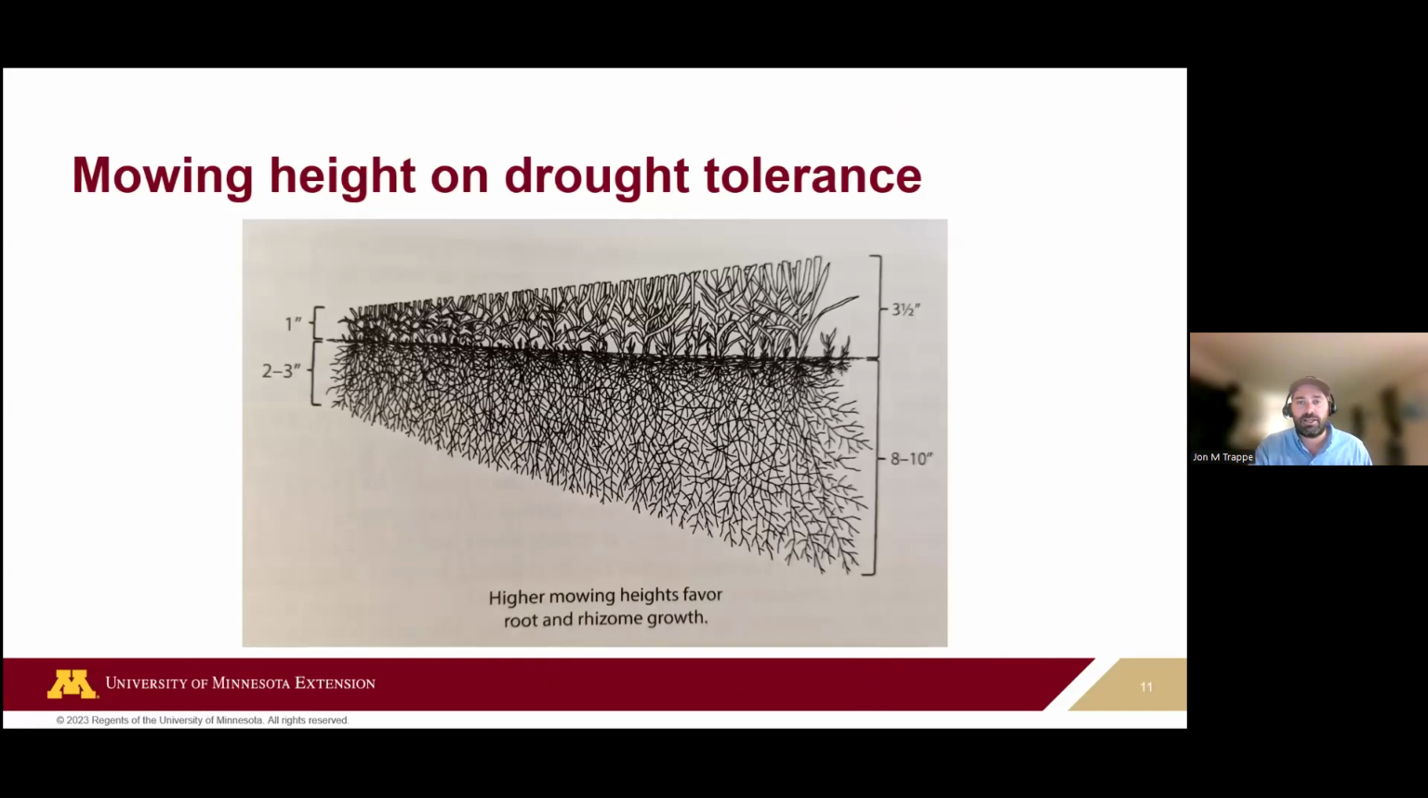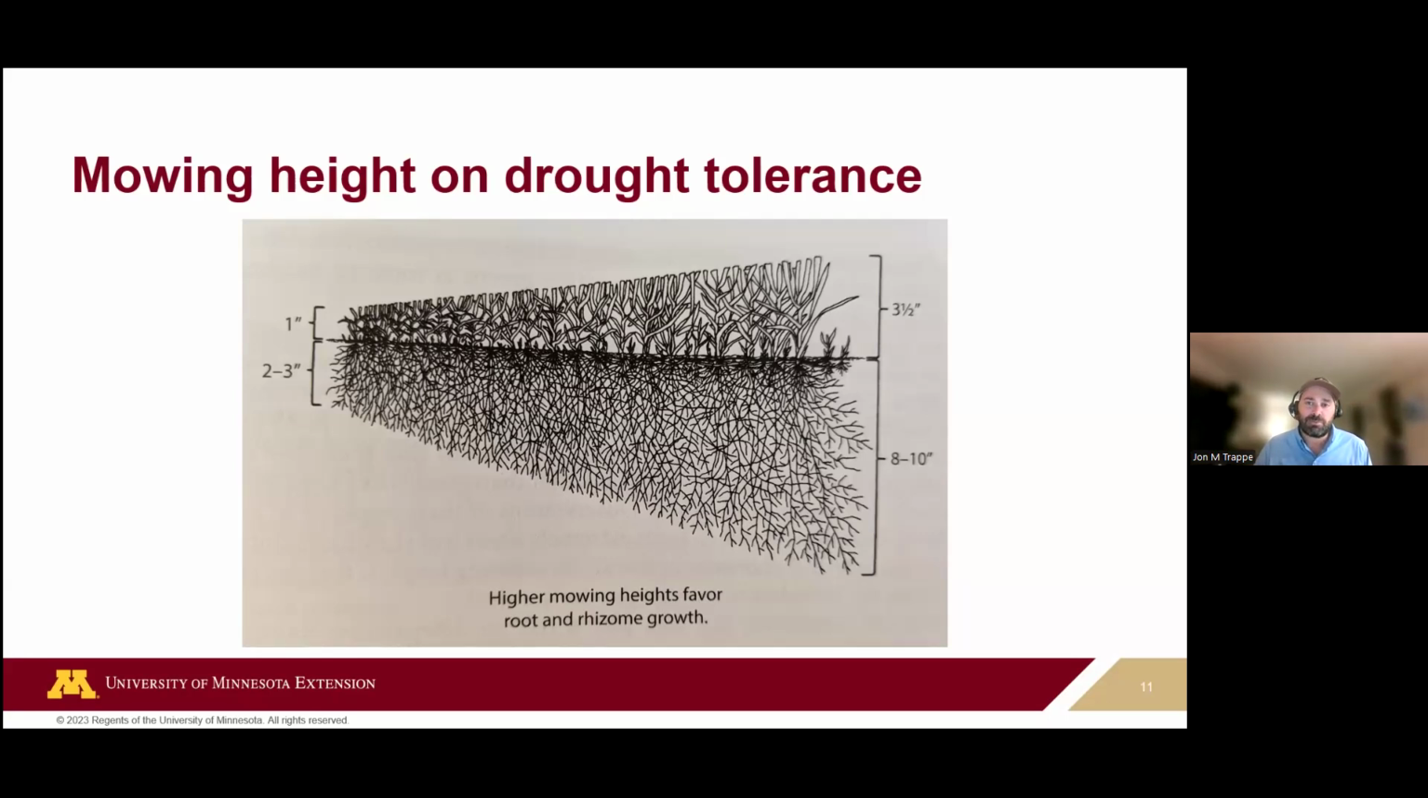Mowing height dramatically impacts the rooting of the plants. So if it helps you, some people visualize, okay, what's the root system of my maple tree? Some people say, well, you have as many roots below ground as you have all of the branches and stems above ground. And for the most part, that's pretty true with grasses as well.